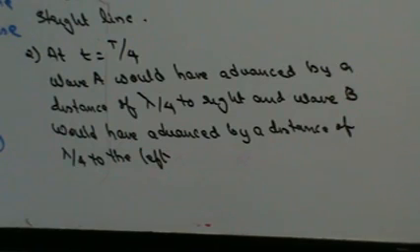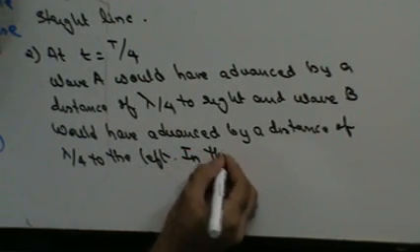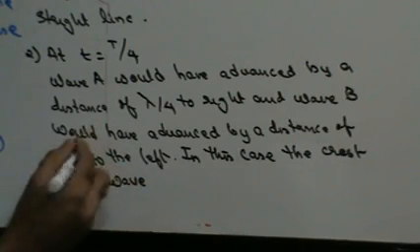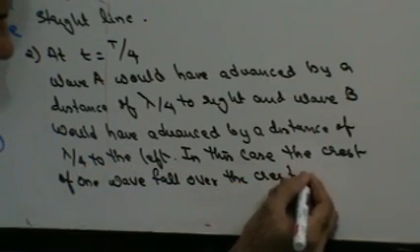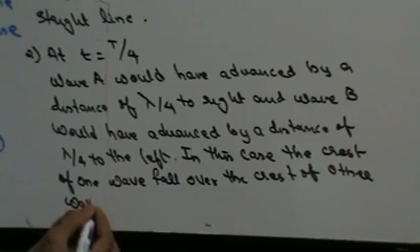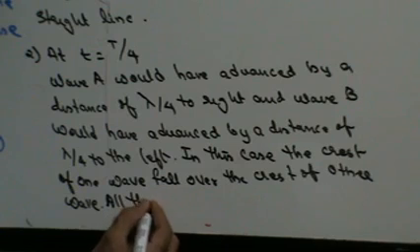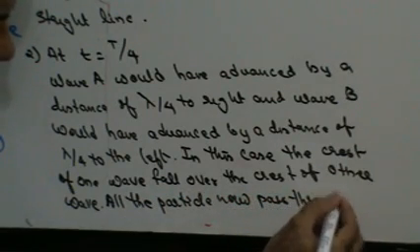Right? So as a result of this, the crest of one wave falls over the crest of the other wave, and all the particles now pass through their new extreme positions.